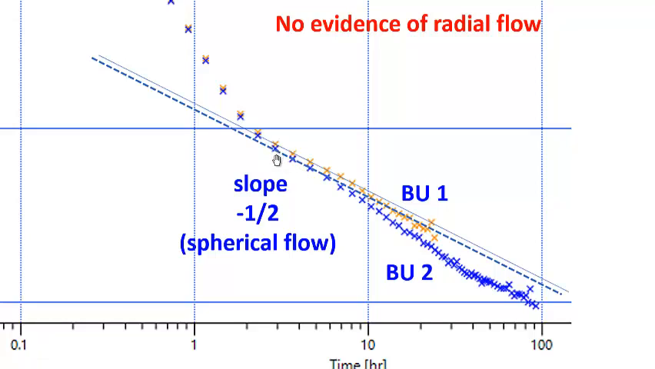Let's take the second build-up. You have spherical flow created by the limited entry. After that you should have your radial flow around here, but you can see the tendency is to keep declining, probably due to a constant pressure or a sealing boundary or some discontinuity that makes the pressure stay constant.